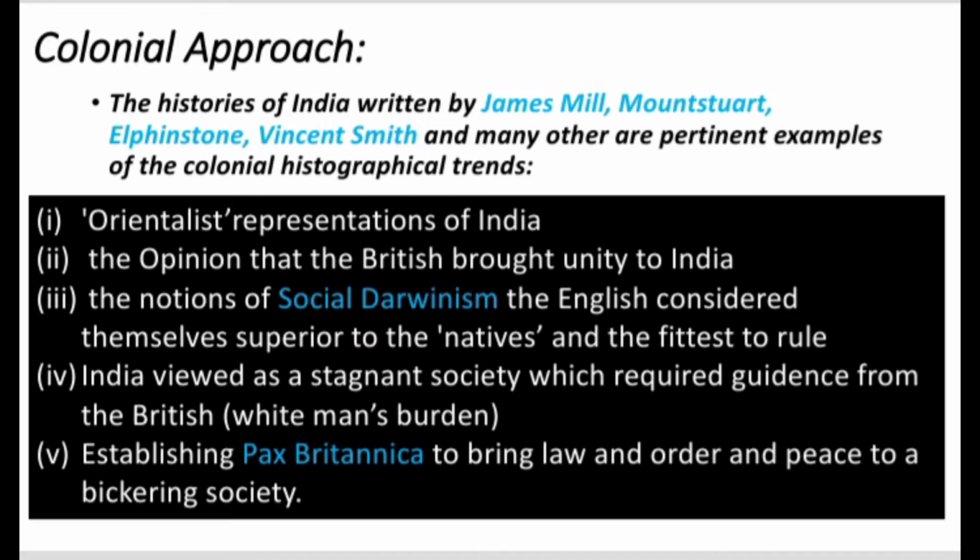The English considered themselves superior to the natives and fittest to rule. India was viewed as a stagnant society which required guidance, the British white man's burden, establishing Pax Britannica and bringing law and order and peace to a bickering society.